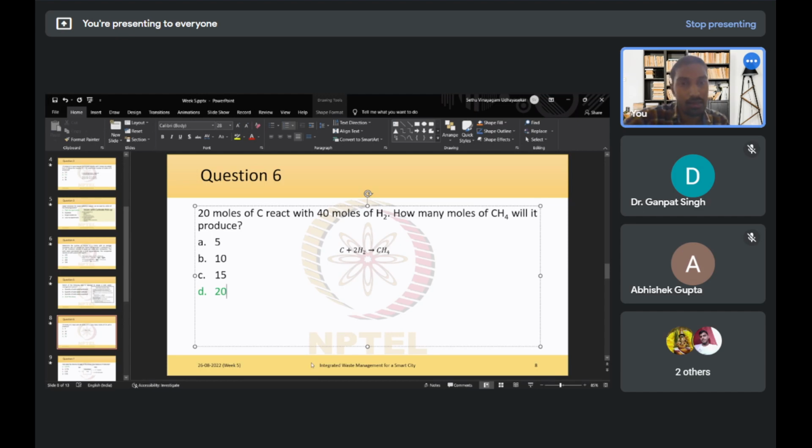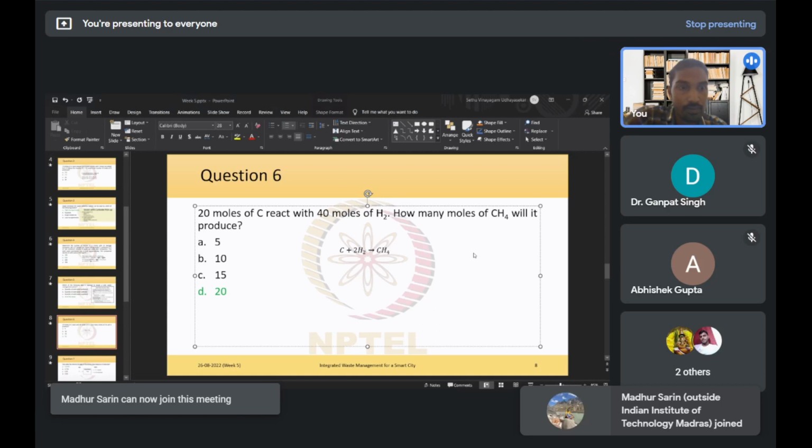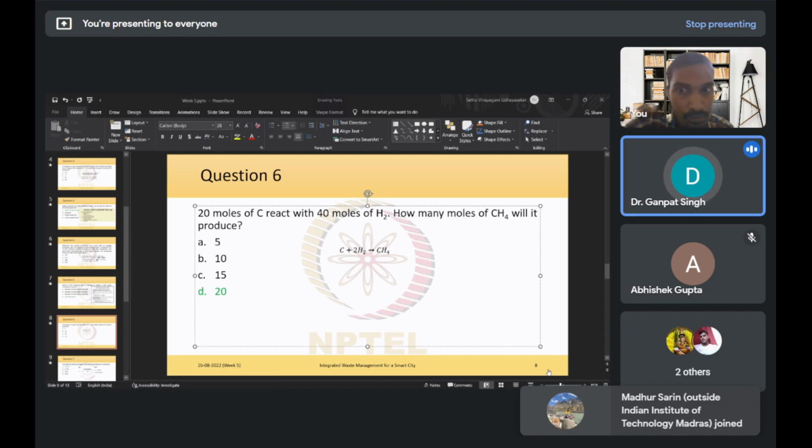As I said earlier, where we saw 2 moles of a particular element A reacts to give 1 mole of B, right? From that we said 15 moles will give 7.5 moles of B. So similarly here. Okay, any questions? Can you please explain? Yeah.